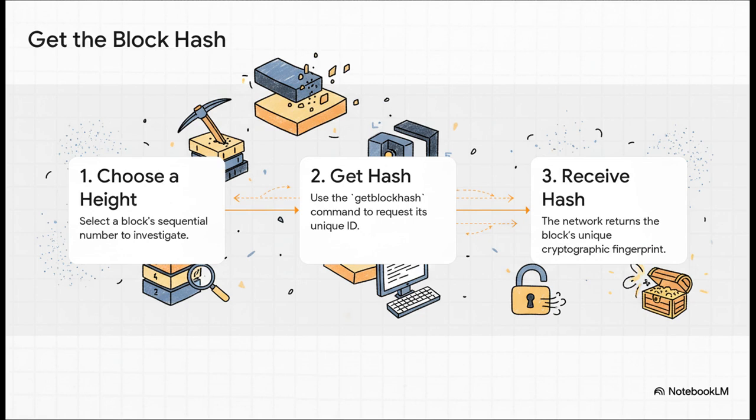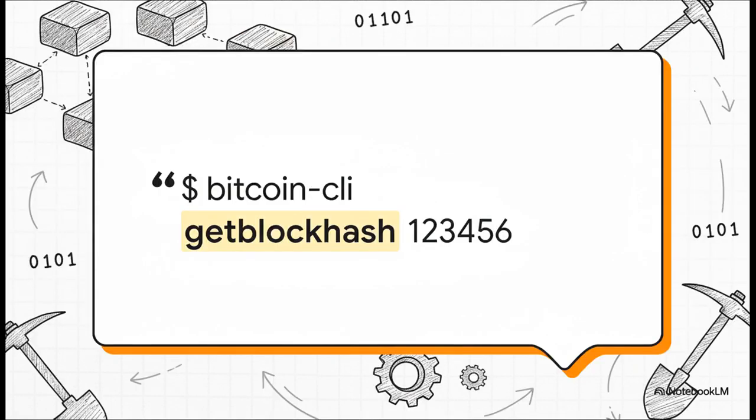For our little expedition today, let's choose block number 123,456. Then, we use a command line tool to ask the Bitcoin network, hey, what's the unique hash for this block number? We run that command, and boom, the network spits back this long string of letters and numbers. That right there, that's our GPS coordinate. It's the one-of-a-kind cryptographic fingerprint for block 123,456. Now we are ready to start the real dig.